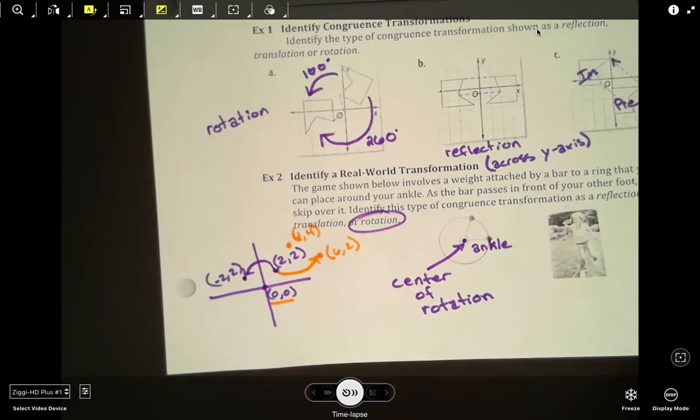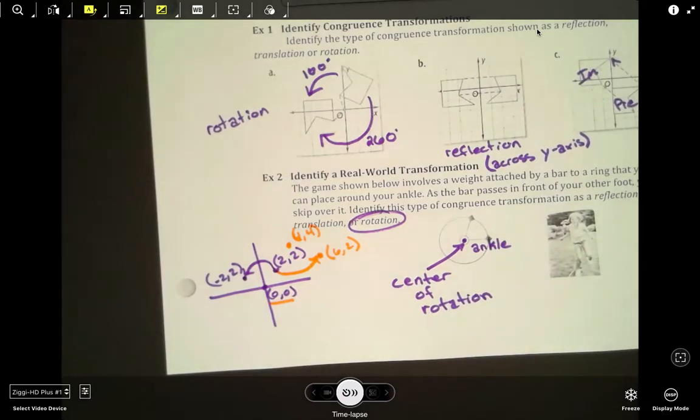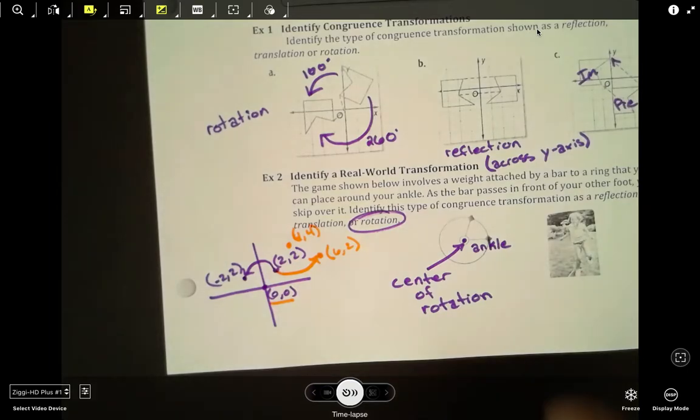Oh. Here, I'll give you this. That's the one from this one.